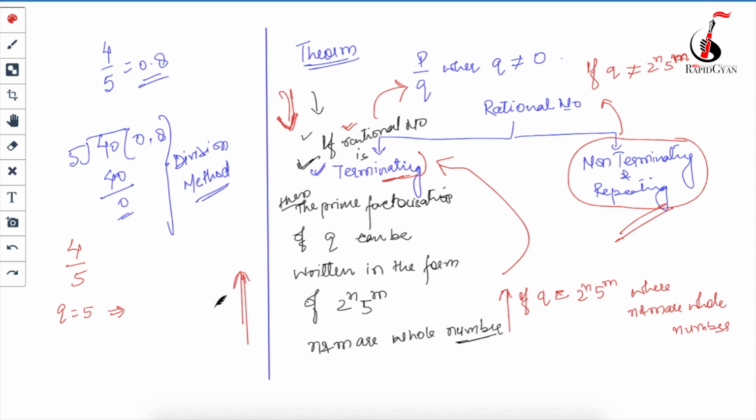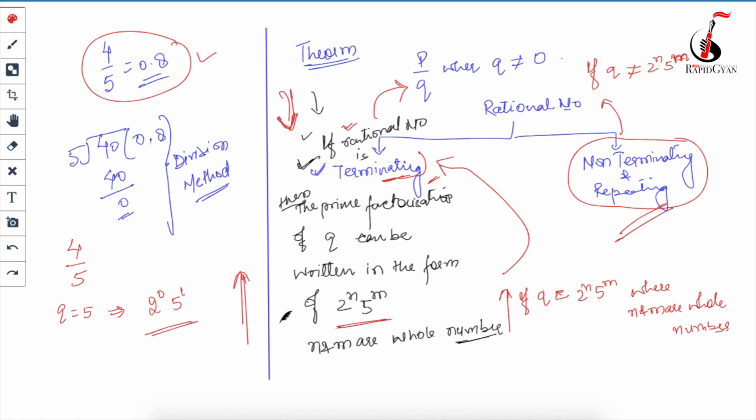So how are you going to write it? Because we know that 4 upon 5 is a terminating decimal, correct? So if it is terminating, you can write the value of q in the form of 2 to the power n and 5 to the power m. So you will simply write 2 to the power 0 and 5 to the power 1.